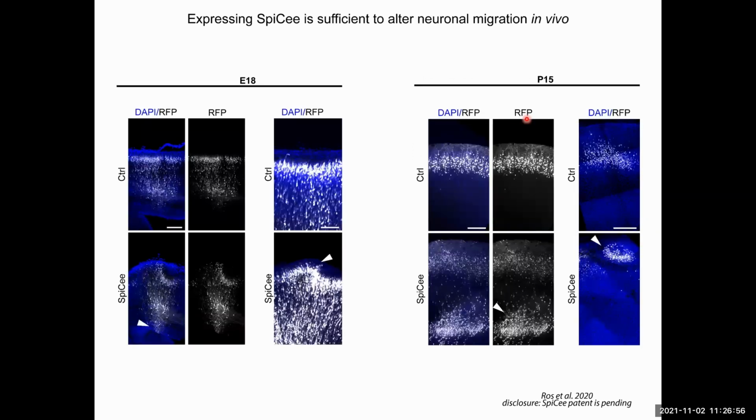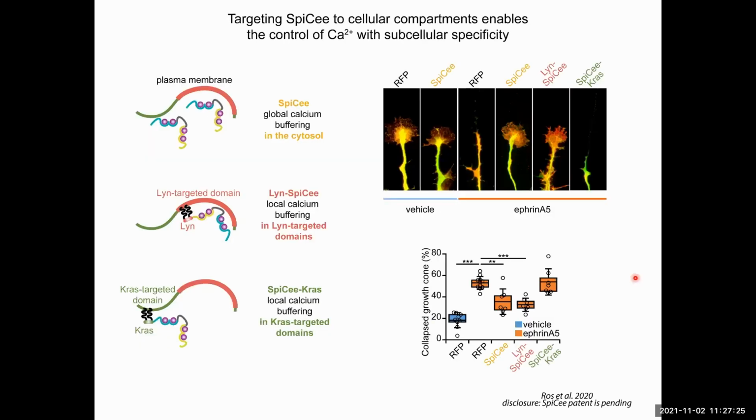Does it work in vivo? Yes, it does, and we use the same approach as for spongy. And at E18, we found many of these volcano-shaped neuronal migration streams here that at P15 translate into massive heterotopia sitting on top of the cortex. So SPICY works in vivo.